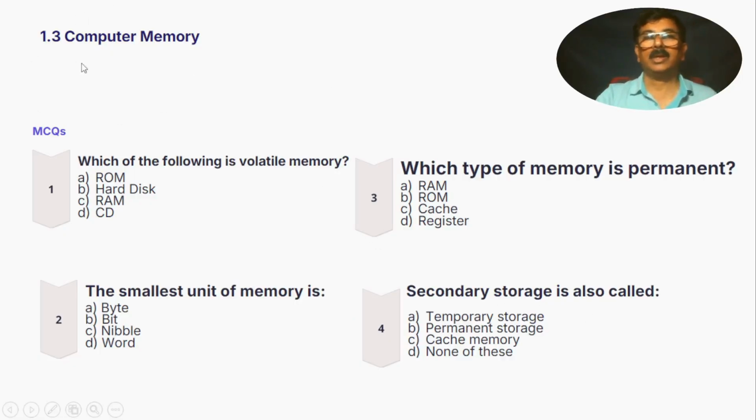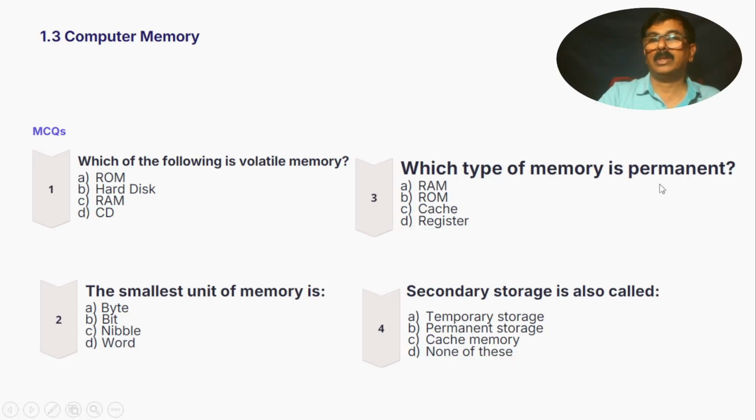And then on the computer memory. Which of the following is volatile memory? There are two types of memory: volatile, non-volatile. Volatile means temporary. Which is temporary here? ROM, hard disk, RAM, CD. So RAM is temporary storage device. That's why it is volatile memory.